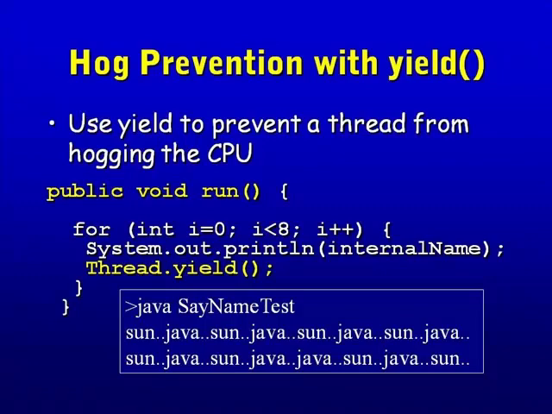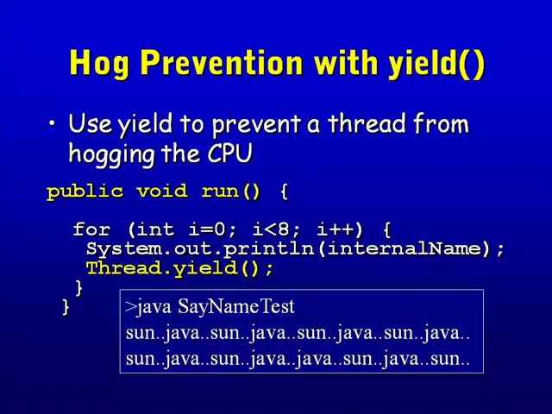So yield is actually a static method defined in the Thread class. When a thread comes along and sees this Thread.yield, it sends a message to the operating system to pull that thread off the CPU and put it back into the runnable pool. Now, that's all you get.